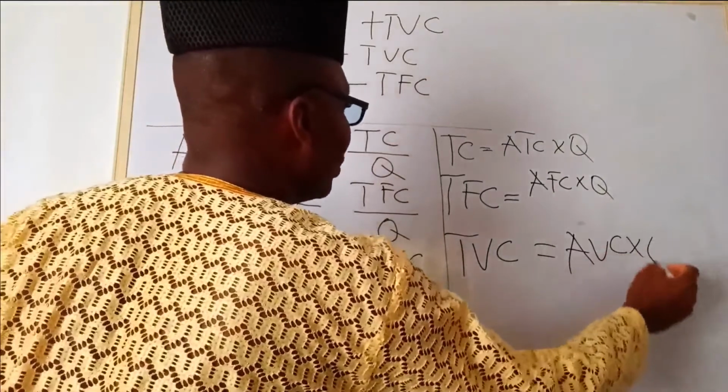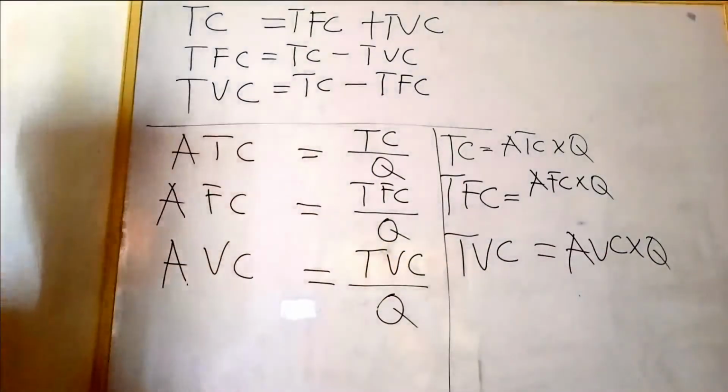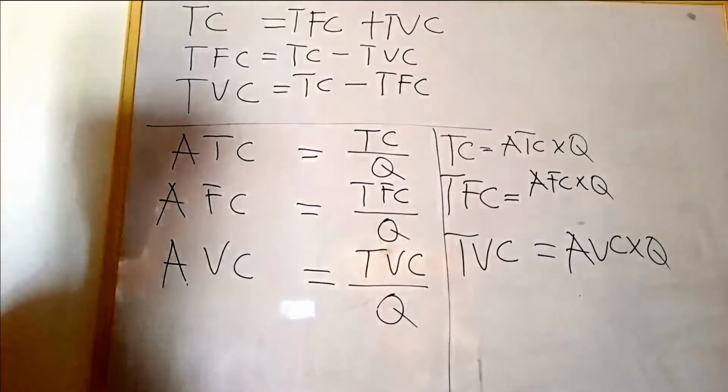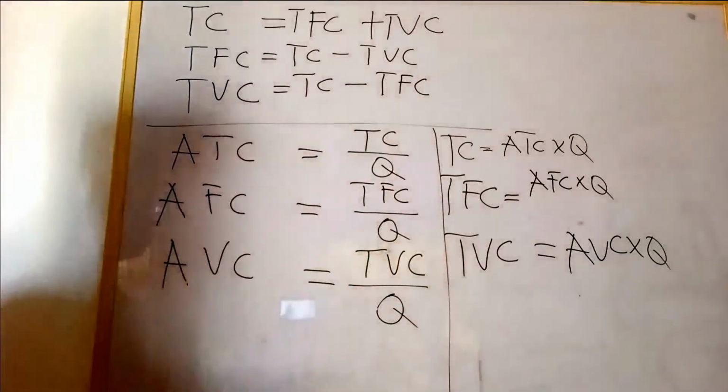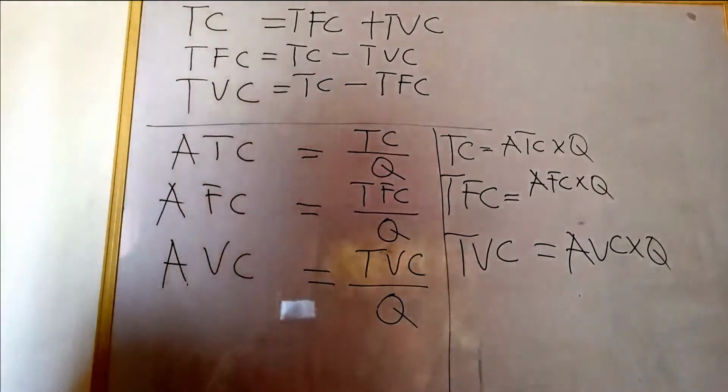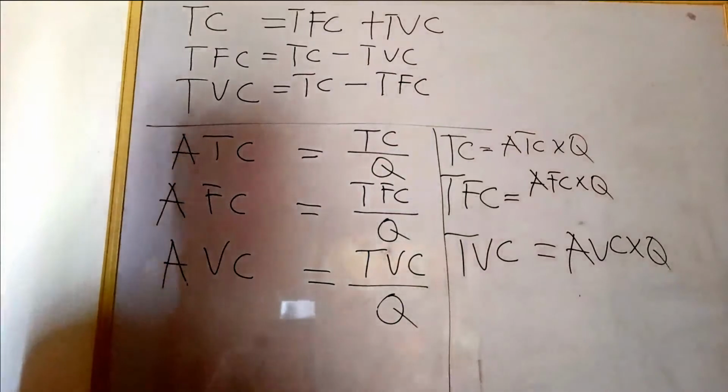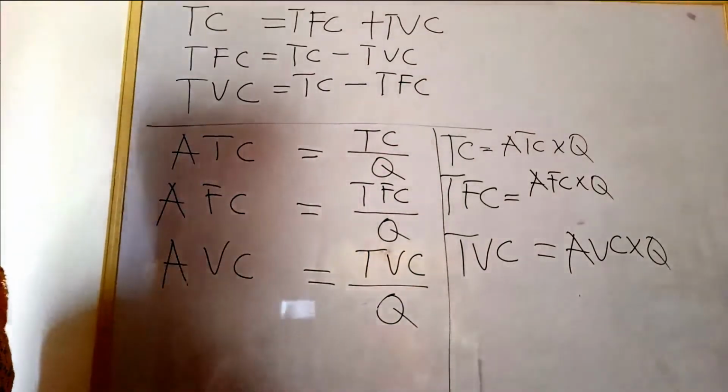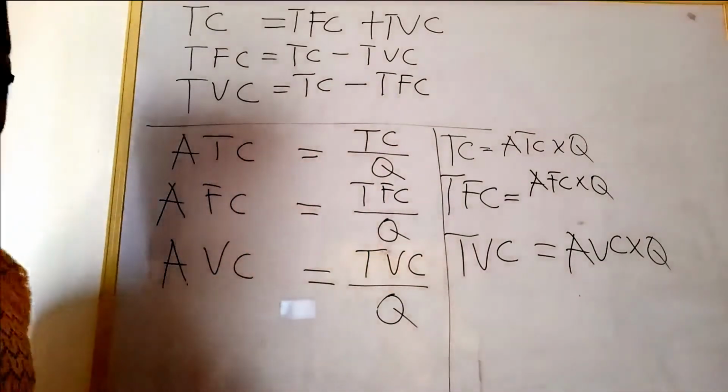AVC times Q. So this is very, very crucial. We should know this formula. Have it in mind. So you take it down while we progress to the third phase of formulas.